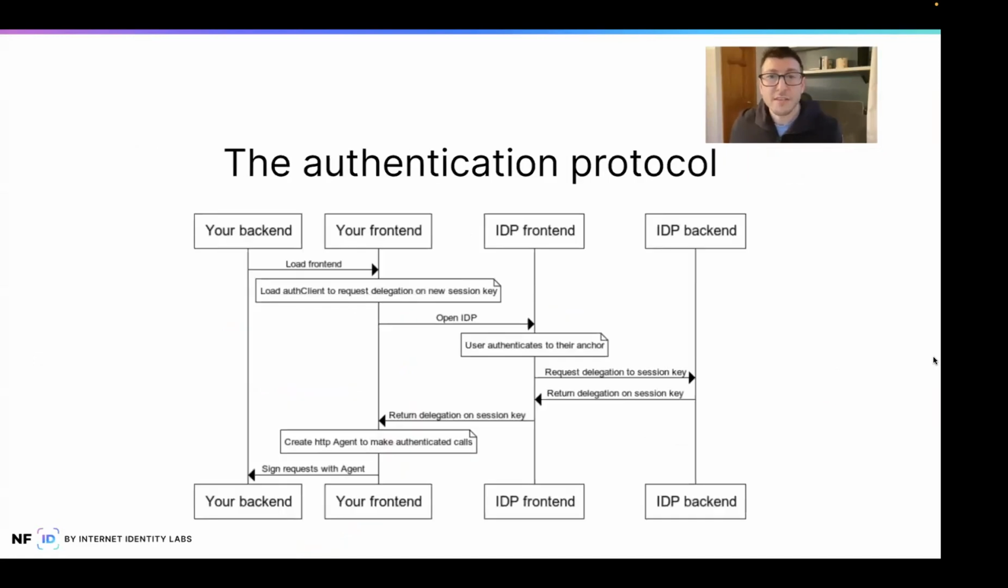Let's look at the sequence for how you get an authenticated caller from one of your users. The auth client package is your starting point. It's what instantiates a user session that can live for up to 30 days. Technically, this user session starts with auth client generating a session key passed to an identity provider. The identity provider front end authenticates users to their anchor and requests a delegation from its backend. The IDP backend delegates an identity specific for your application and ultimately makes its way back to your auth client.